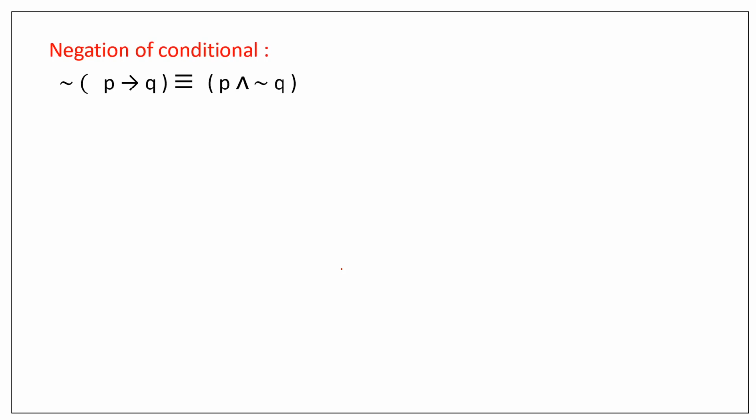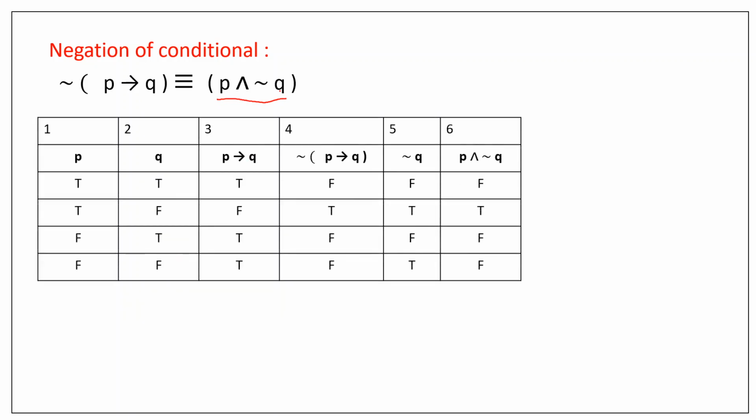The next one is negation of conditional. What will happen if we apply negation to a conditional statement? Negation of P implies Q is equivalent to P and negation Q. We can prove this by using a truth table. LHS is negation of P implies Q, which is this column, and RHS is the 6th column. If you check the truth values, they are identical. So this proves the law.